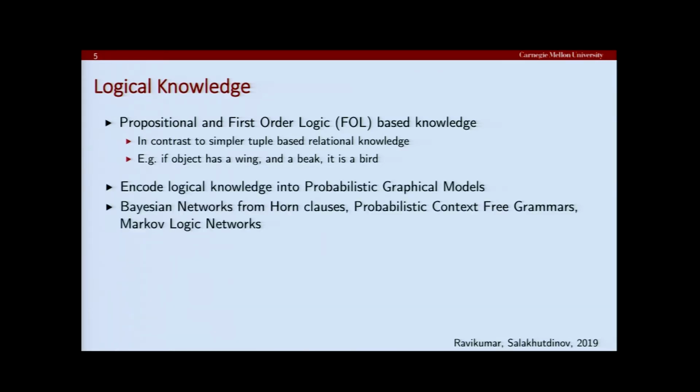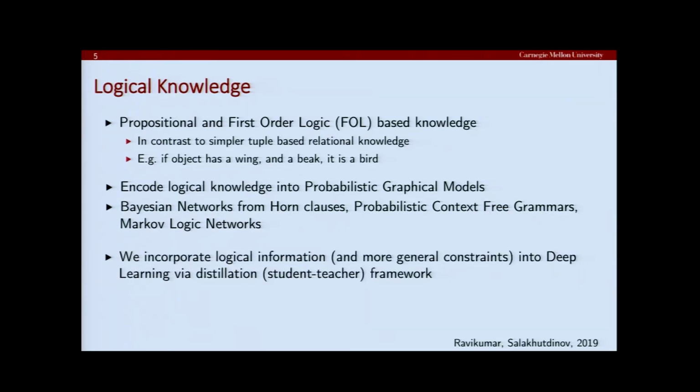And again, there's a lot of prior work. If we look at the Bayesian networks from Horn clauses, probabilistic context-free grammars, Markov logic networks, and such. And what I'm going to show you is how we can incorporate that type of information, or general classes of constraints, into deep learning via the so-called distillation framework. And I'll make it more precise as I go through the talk.